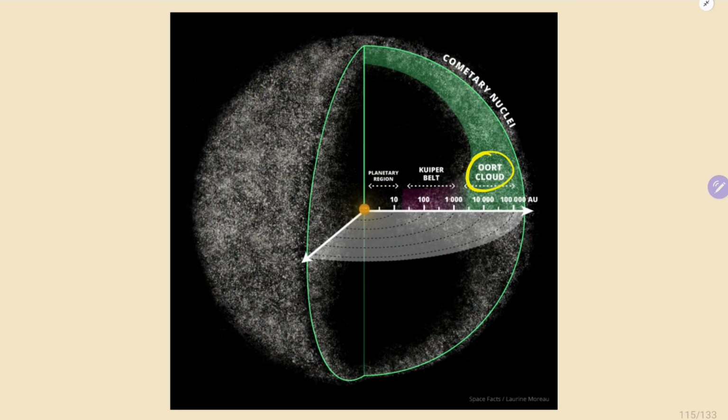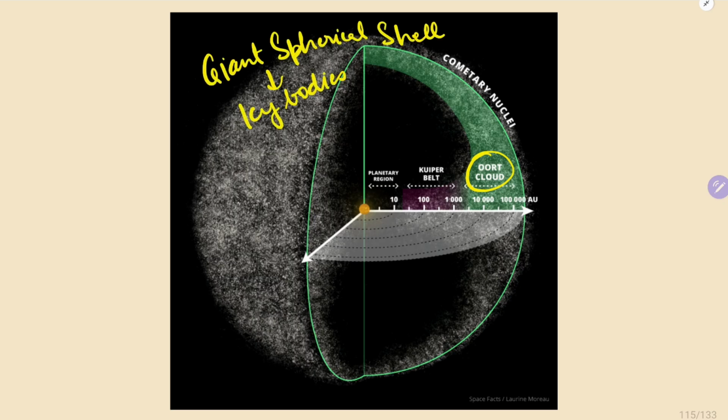We also saw the Oort cloud, which is at the edge of the solar system. It is a giant spherical shell of icy bodies surrounding the solar system. It is also thought to be the source of long period comets like Halley's comet.